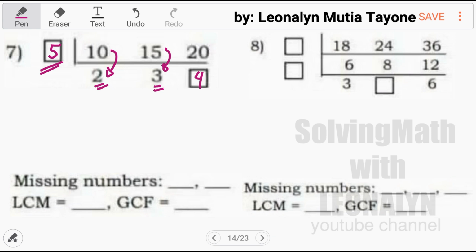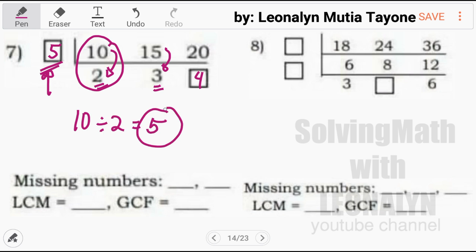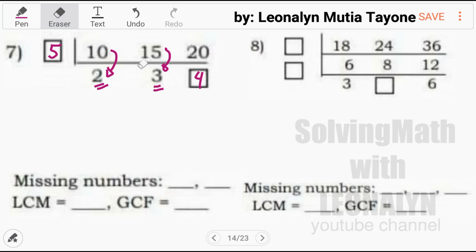Ma'am, paano mo nag-guess na 5 yung pang-divide dyan? Ito lang ang i-divide mo. 10 divided by 2, and that is 5. So, yan naman ang gamitin natin na pang-divide sa 10. So, the missing numbers are 5 and 4.